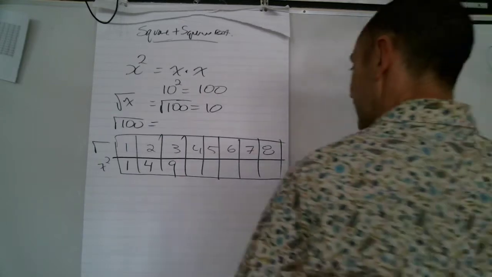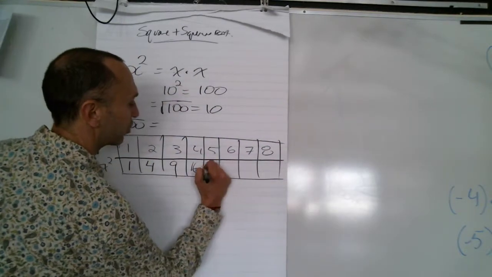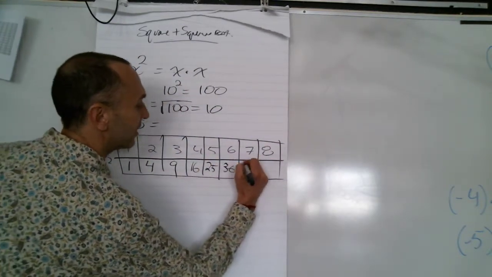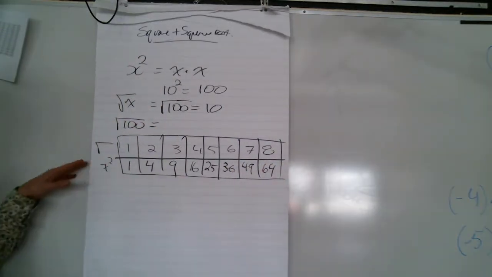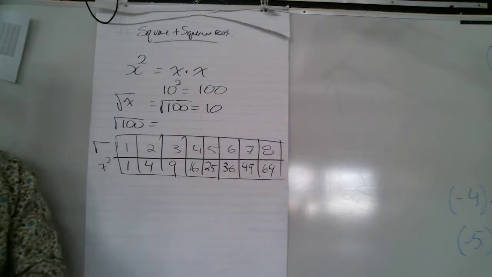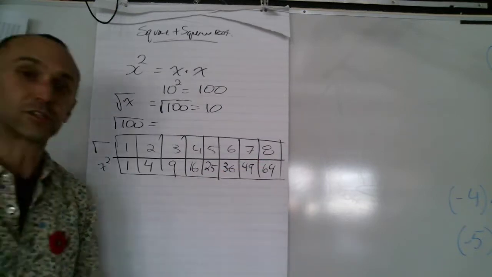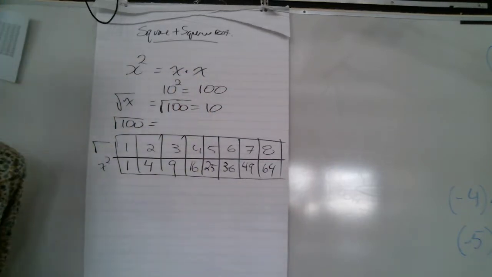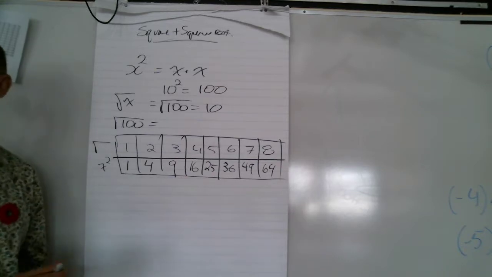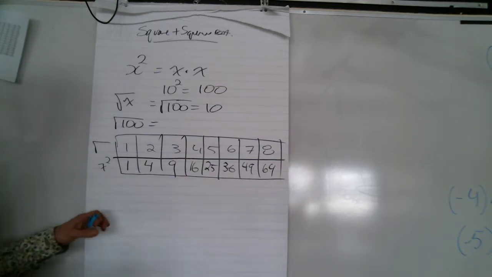Good. 4 squared, 16, 25, 36, 49, 64. Pretty straightforward. Does everyone follow what I've done there? Do you see that? Nod. Do you understand what I'm saying? Yes. Okay. Thank you.